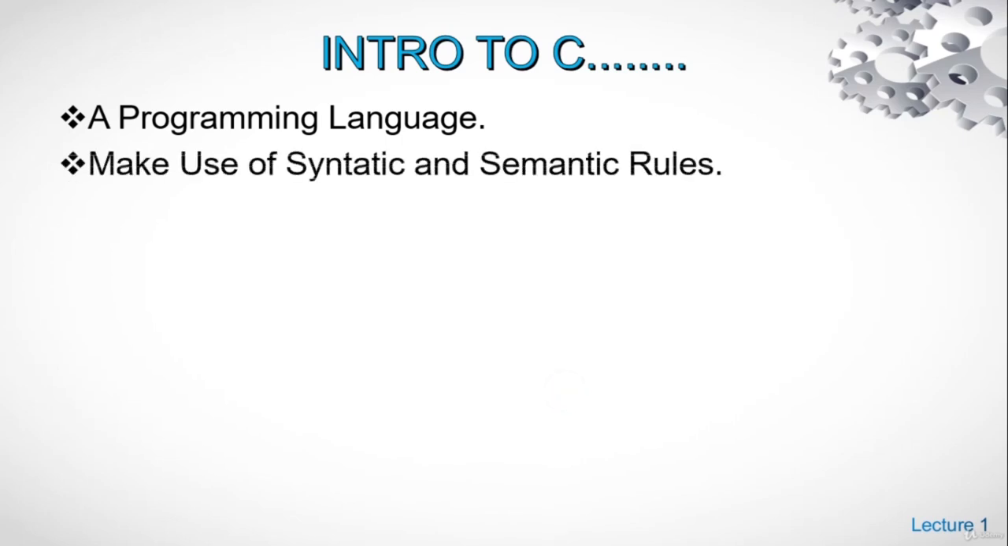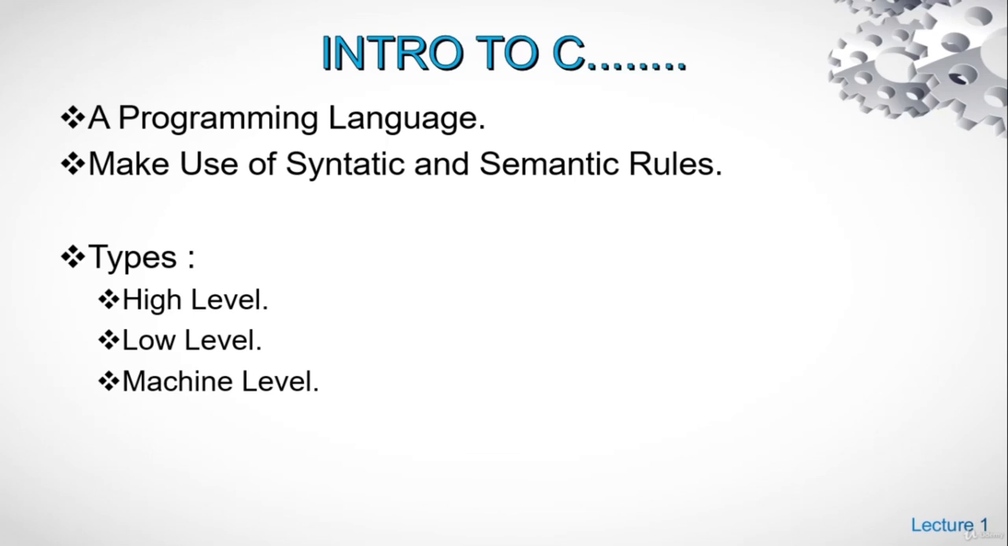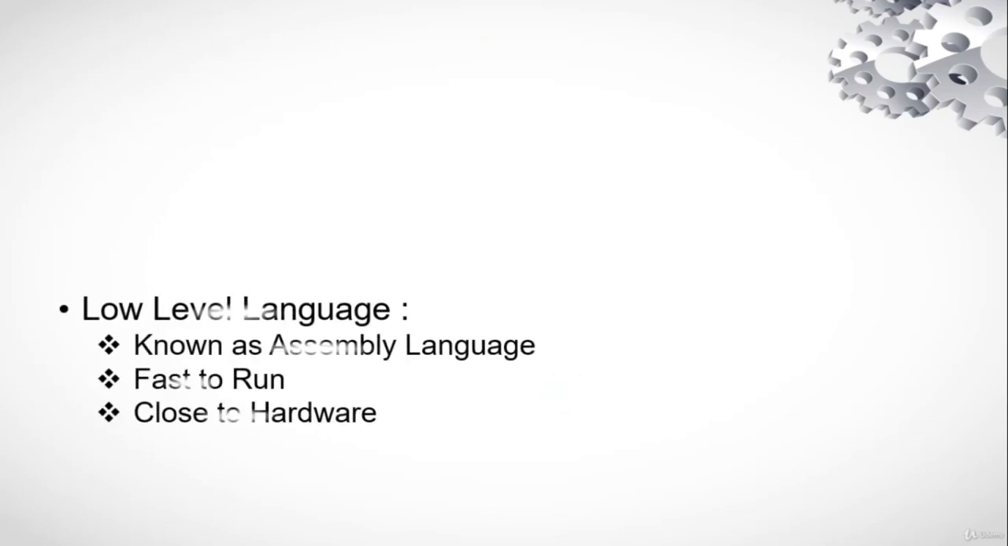Programming languages are broadly classified into three types: high level, low level and machine level languages. Let's talk about them in brief to get a rough idea about the language that we are learning. The first one is low level language. It's mostly written in mnemonic codes, also called assembly language, which is close to hardware, due to which it is fast to learn.